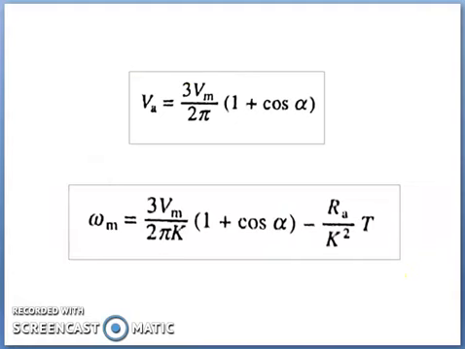Under continuous conduction, VA can be written as 3 Vm by 2 pi times 1 plus cos alpha, and omega m can be written as 3 Vm by 2 pi k times 1 plus cos alpha minus Ra by k squared times T. Again, the VA versus alpha curve remains the same as that of the single phase half controlled rectifier for DC separately excited motor drive, and this drive operates only in one quadrant, that is quadrant 1.